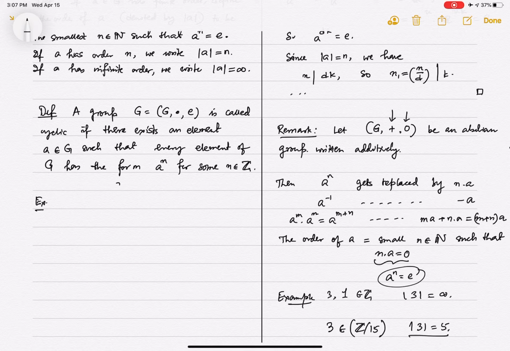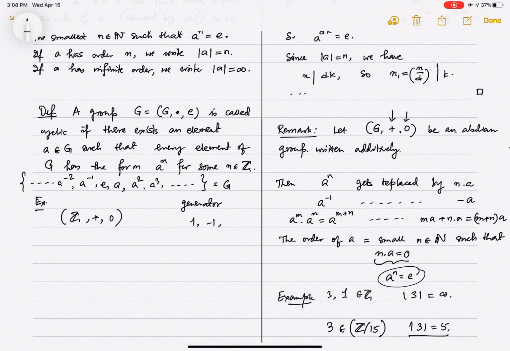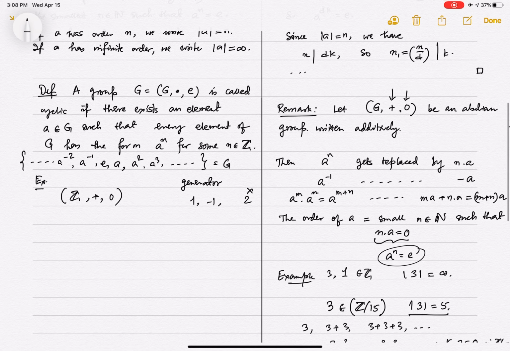So every element can be written as some integer power of a. So if you write this list, that covers the whole group. There might be repetition, but that covers the whole group. So an example would be Z plus 0. This is additively written though. Generator 1 and minus 1. 2 is not a generator, because if you just take multiples of 2, you don't get all integers. But if you just take multiples of 1 or minus 1, you do get all integers. So it has at least one generator, so it's a cyclic group. This is an infinite cyclic group.